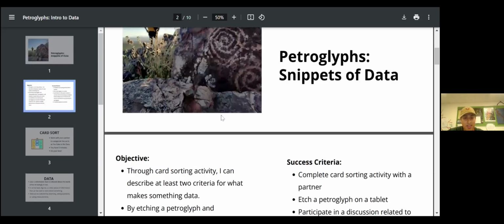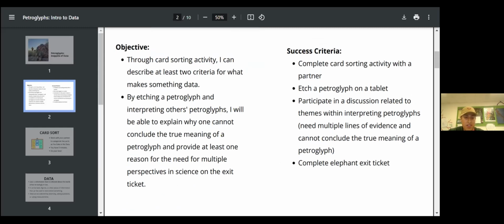So moving on, the objective. I have two objectives. The first one: they would do a card sort, and after the card sort, they would describe at least two criteria for what makes something data. The second one: by etching a petroglyph and interpreting other petroglyphs, they would be able to explain why one cannot include the true meaning of a petroglyph and provide at least one reason for the need of multiple perspectives in science on the exit ticket.